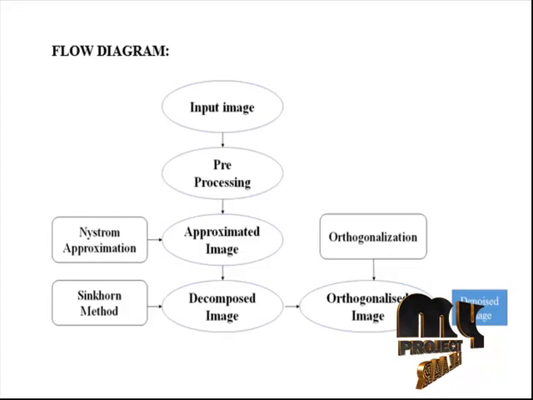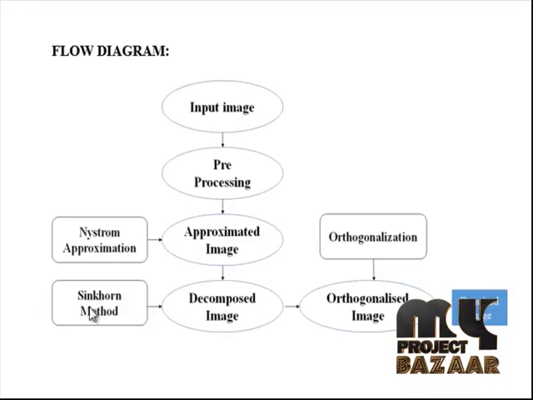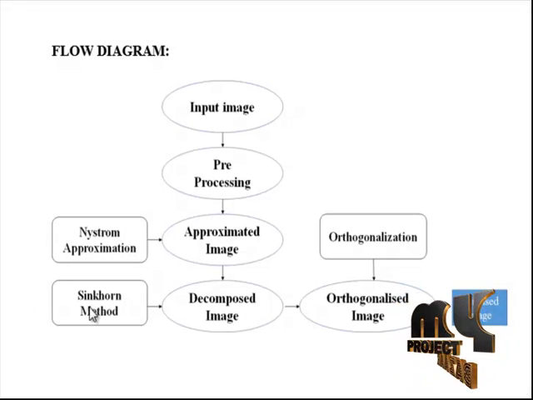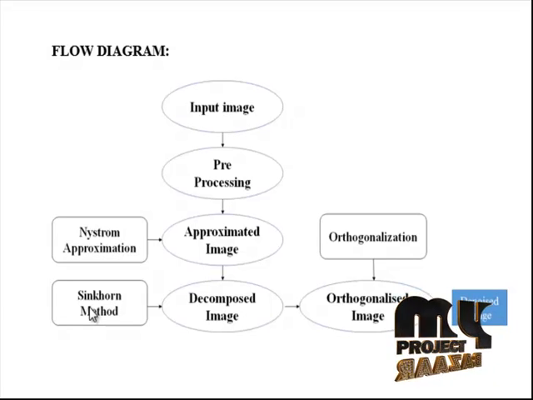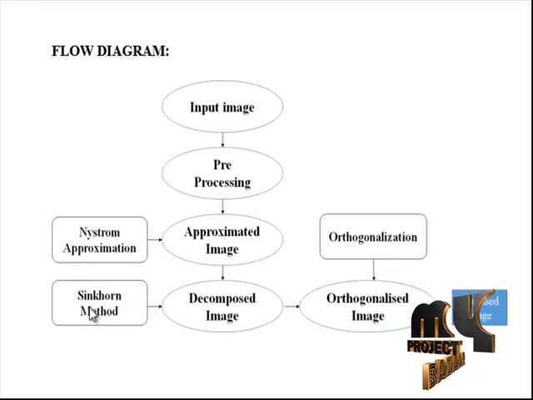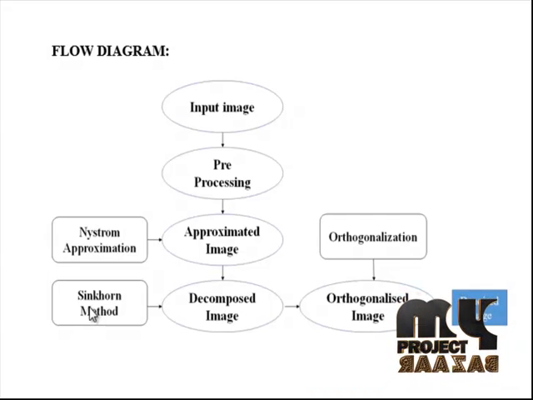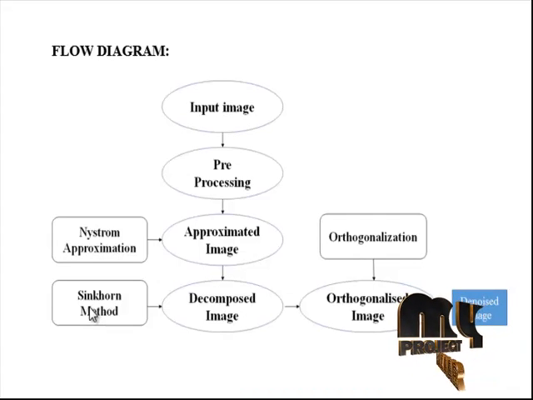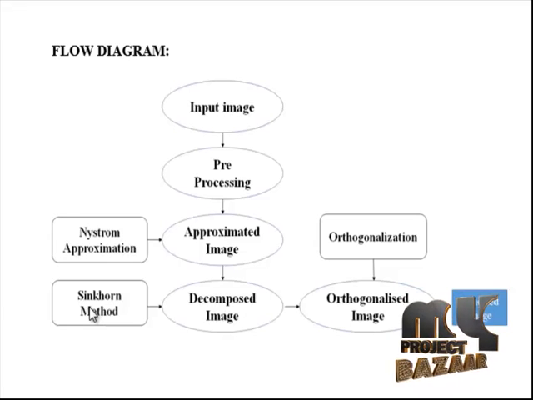Next, in the decomposed image, the approximated images are decomposed with the help of the Sinkhorn method. The Sinkhorn theorem states that every square matrix with positive entries can be written in a certain standard form. Then the Sinkhorn-Knopp algorithm can be used to balance the matrix, that is, to find a diagonal scaling of A such that it is doubly stochastic.